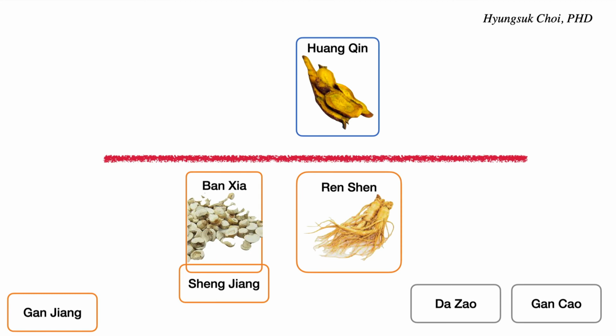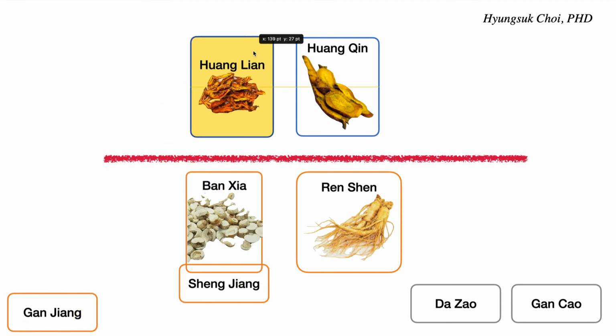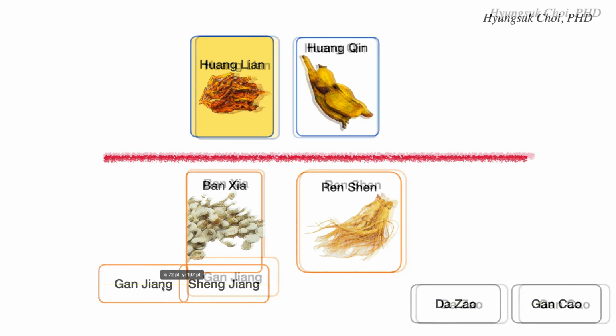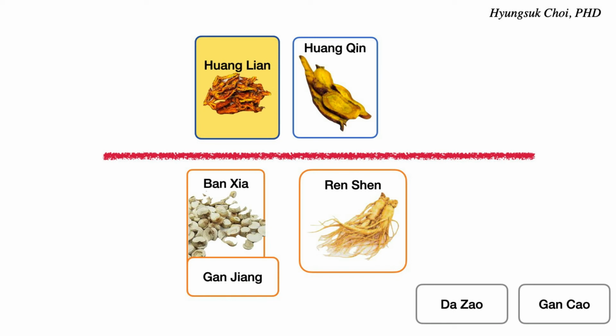If you remove Chai Hu, add Huang Lian, and add Ganjiang, this is called Bansha Xiexin Tang. Instead of Chai Hu, Huang Lian is here, and Huang Lian and Huang Qin are a paired herb. So it looks like a very heat-clearing formula because of Huang Lian and Huang Qin, but actually this formula warms too, with Ganjiang. This formula treats functional dyspepsia, heartburn, and peptic ulcer. Banxia and Renshen warm the middle jiao with Ganjiang, and Huang Lian and Huang Qin also clear the chest. So this is called Bansha Xiexin Tang.